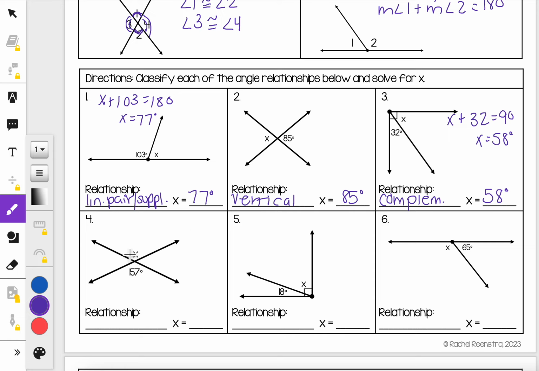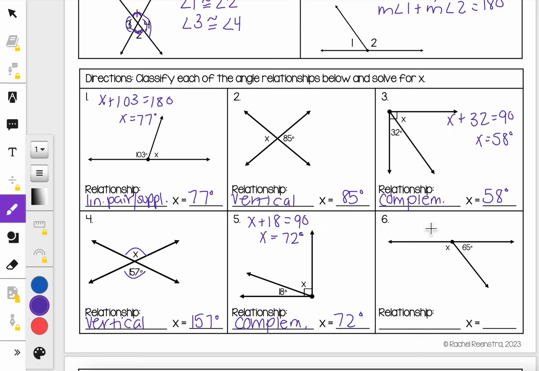Number 4, again, we have intersecting lines. These two angles are across from each other, so these are going to be vertical angles, which means x is going to be 157 degrees because these two angles are congruent. For number 5, we have another pair of complementary angles. Remember, we can't say that that's a right angle unless we have that little square there, that box. Because it's there, we know this is a right angle. We know these two angles are complementary. So x plus 18 equals 90. X is going to equal 72 degrees.